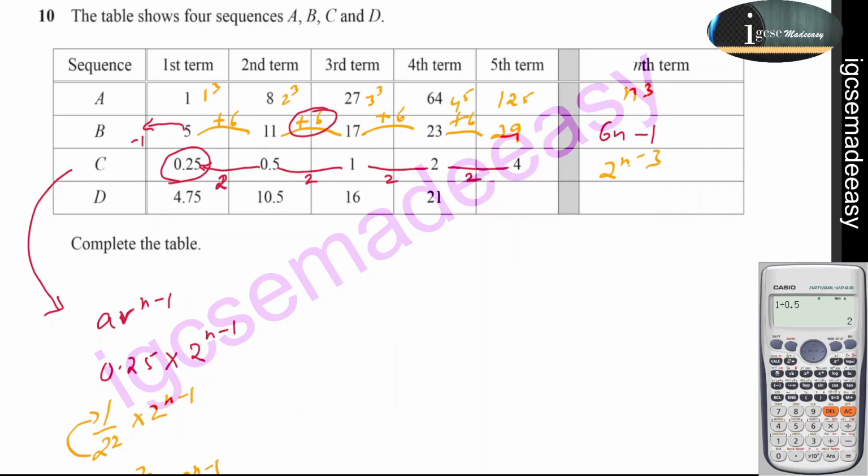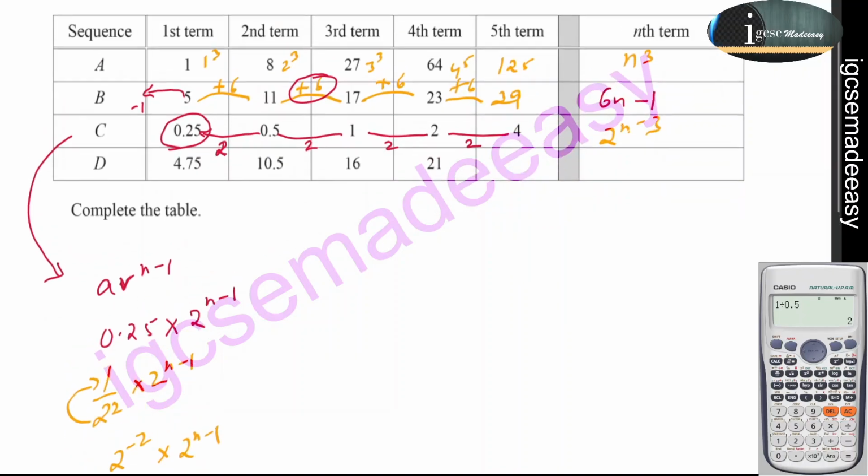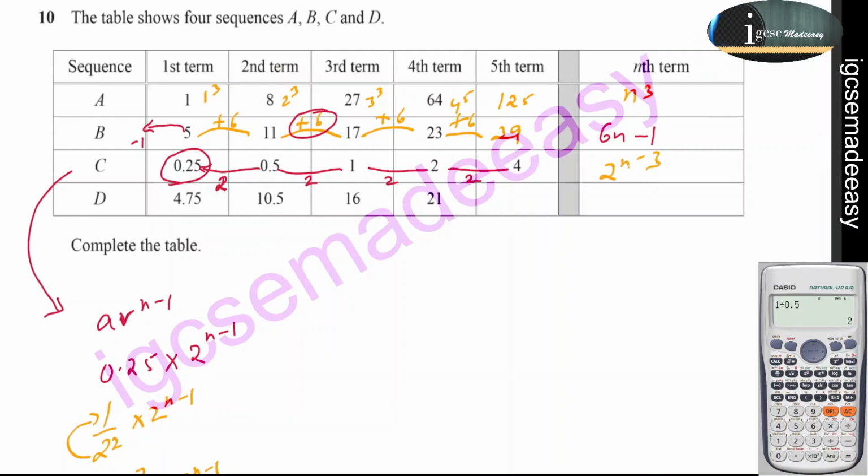So part D is really interesting actually. You can see that the D part is obtained by subtracting C from B, right? If I subtract 5 minus 0.25, I'll get 4.75, or 11 minus 0.5 gives you 10.5. 17 minus 1 is 16, 23 minus 2 is 21. So 29 minus 4 should give you 25 as the answer here.